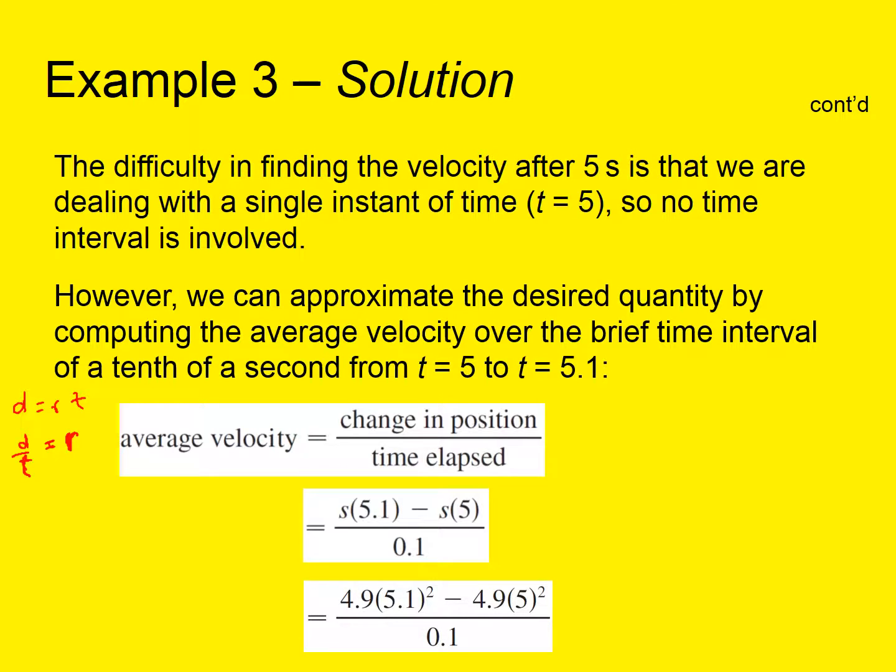And s of 5.1 is 4.9 times the square of 5.1. And we're going to subtract 4.9 times the square of 5. That'll be the change in position. We'll divide it by the time elapsed, which is 0.1. And so an approximation is 49.49 meters per second. Well, again, we're going to be able to do this sort of approximation for a lot of different amounts of time, not just 5.1.